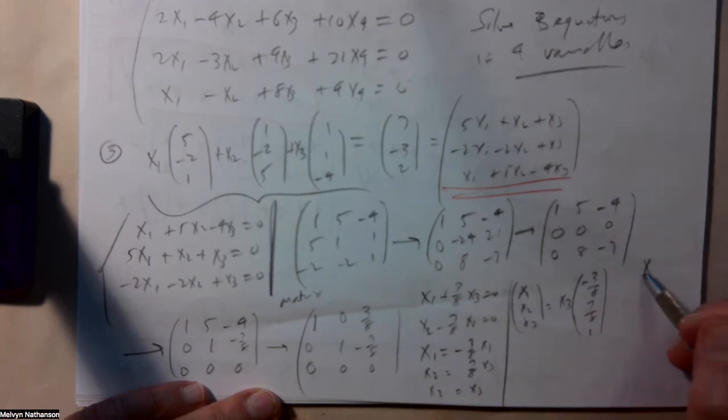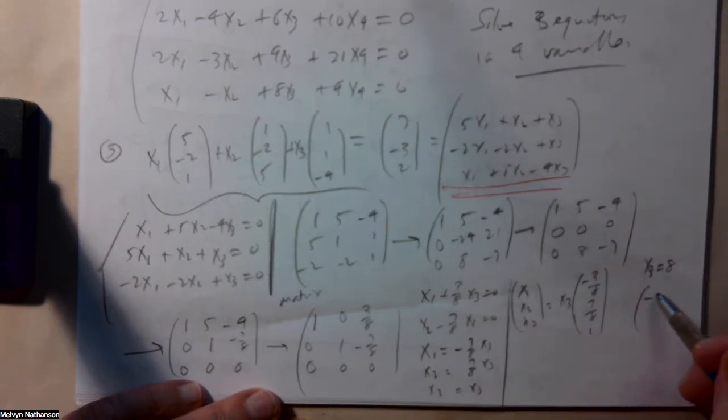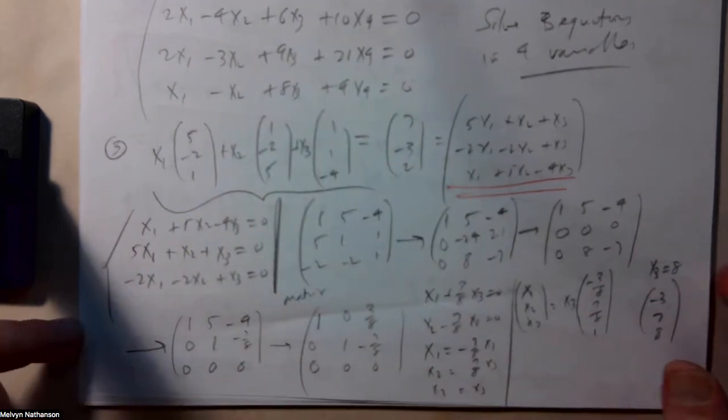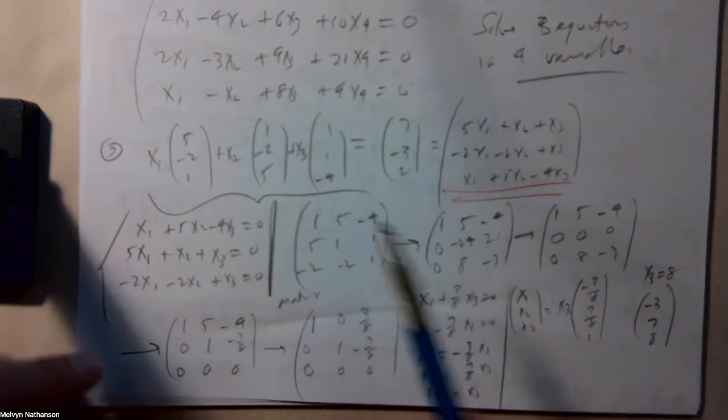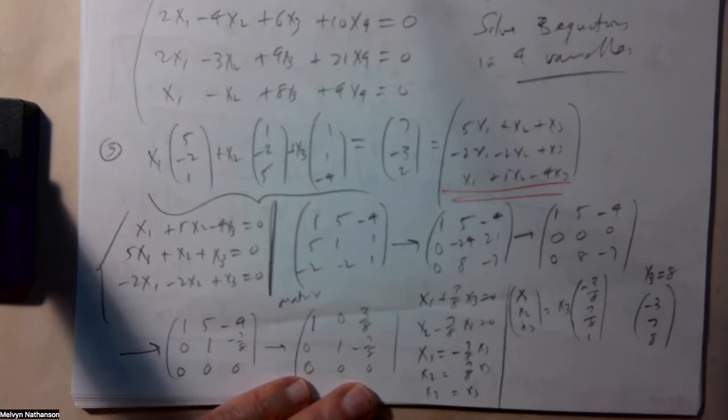I'll choose the simplest. If I take x3 equal to 8, I get (minus 3, 7, 8) as one solution of this vector equation. This is the vector equation I want to solve. And let's just see if it works. So here's my check.